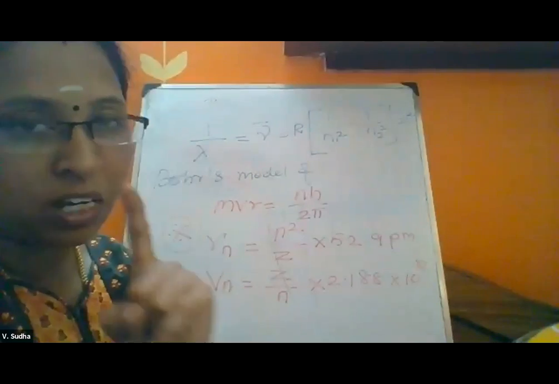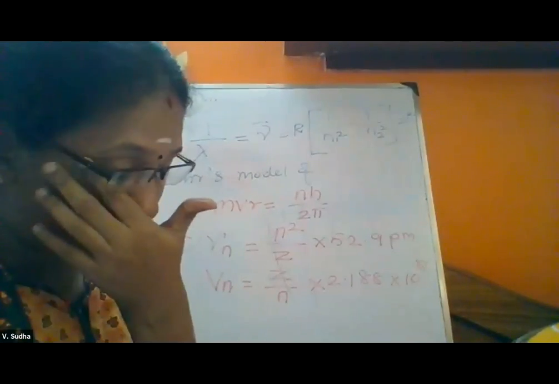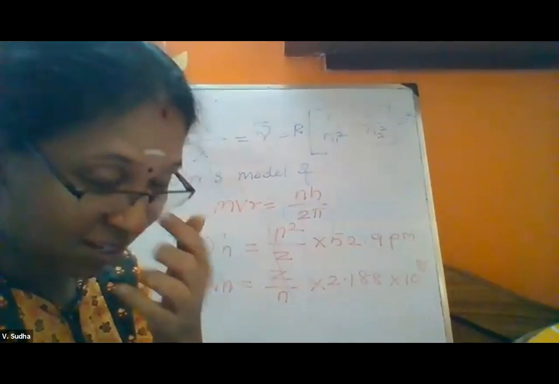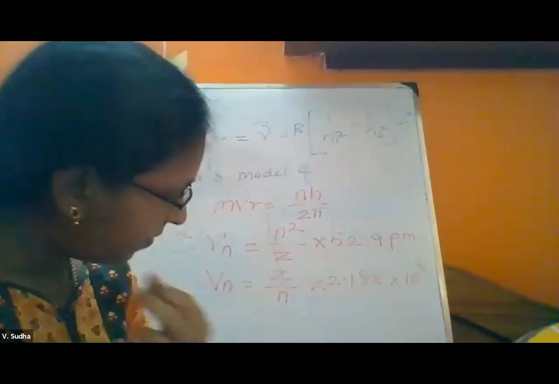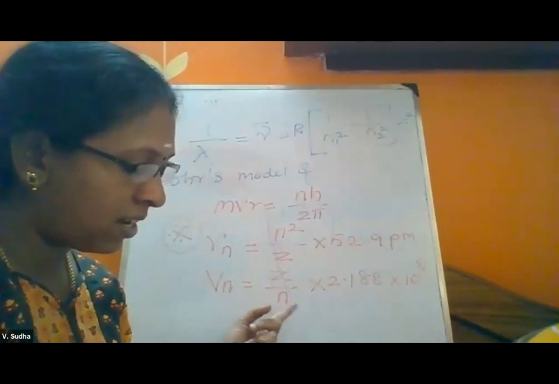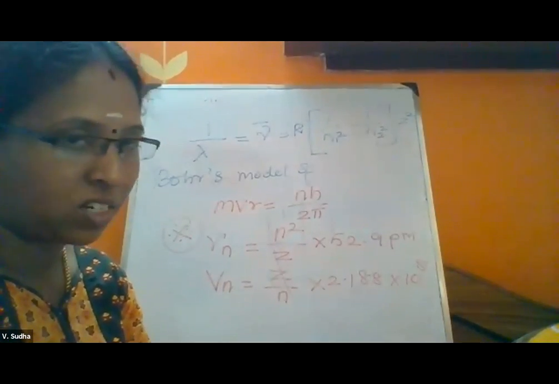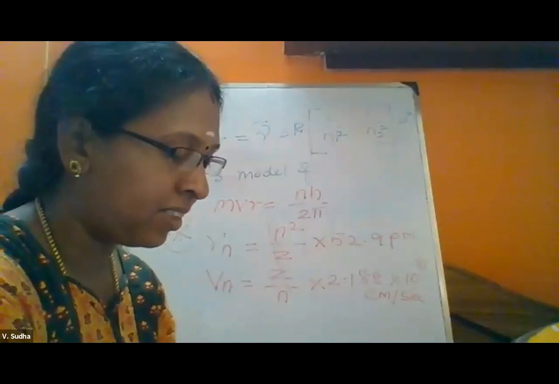Actually இந்த சாப்டர்ல இருந்து ஒரே ஒரு question தான் வரும். சரியா? ஆனா இதோட formulas இருந்ததுன்னா அந்த சாப்டர் நீங்க ஈஸியா போட்டுறலாம். Vn is equal to Z by n into 2.188 into 10 to the power of 8 centimeter per second.